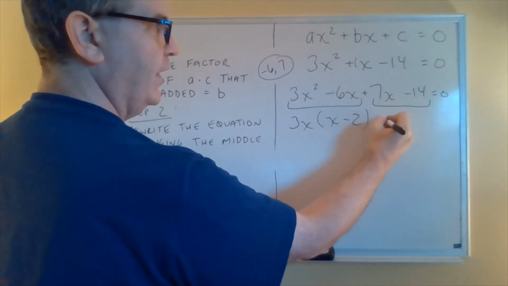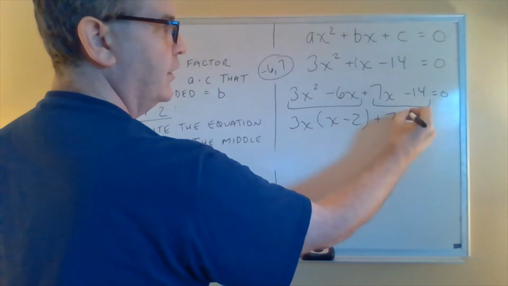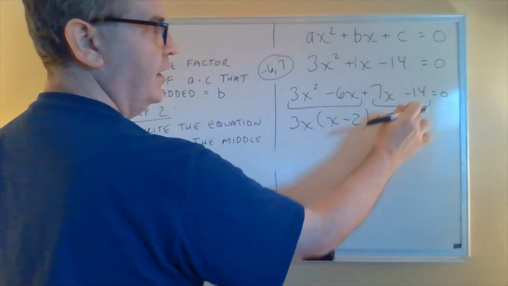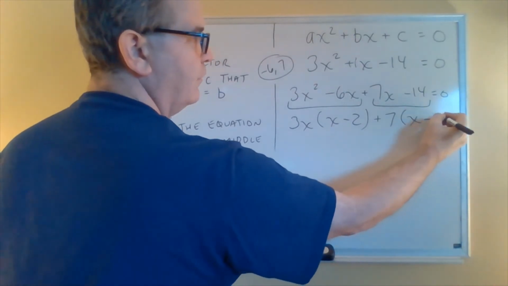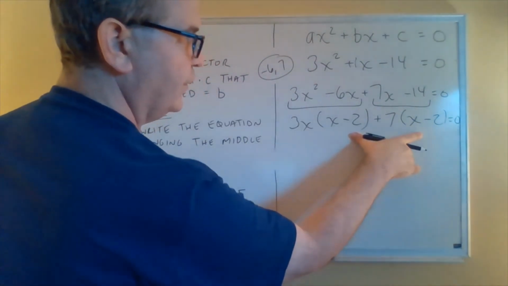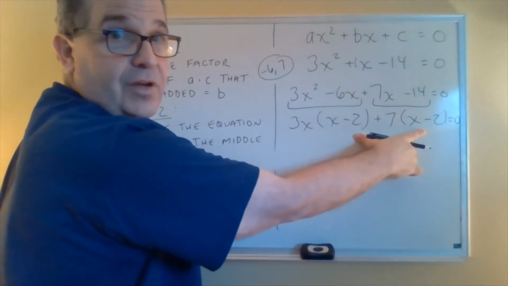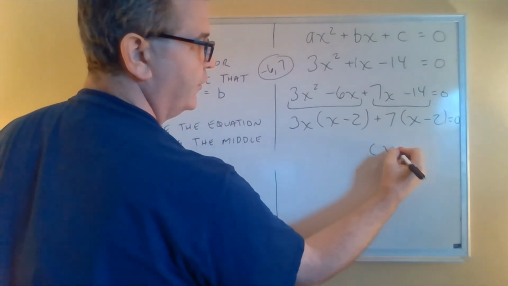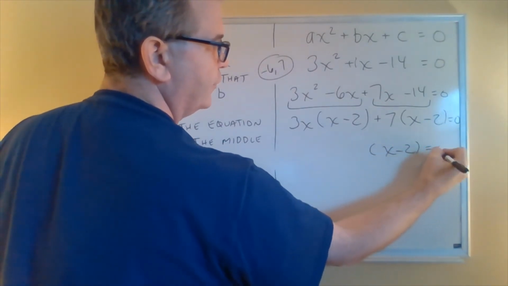Looks like 7 will be our greatest common factor. When we take 7 out of 7x, we're left with just x. When we take 7 out of negative 14, we're left with negative 2. And if we've done it right, remember these two parentheses will match up. And they do match up here, x minus 2. Okay. So that'll be our second set of parentheses of our factored form.